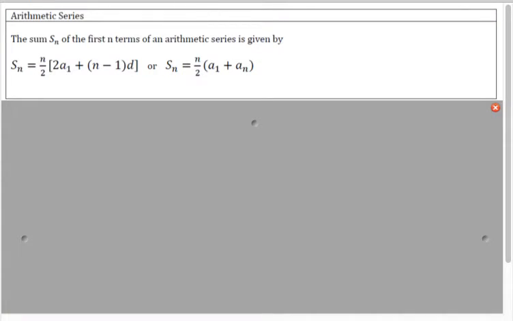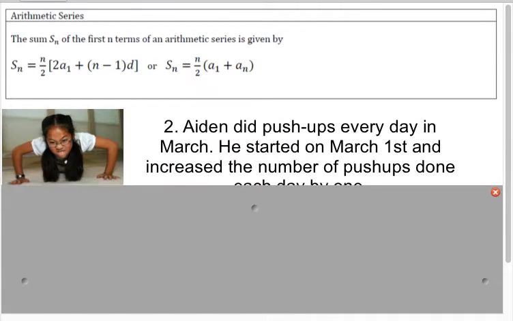Series formula, arithmetic series. Okay, what do we got here? We got our two formulas again.